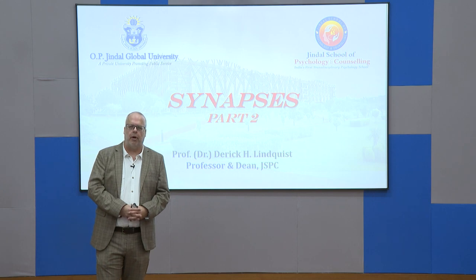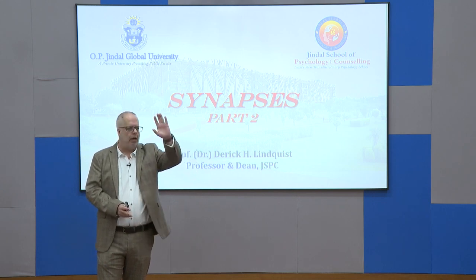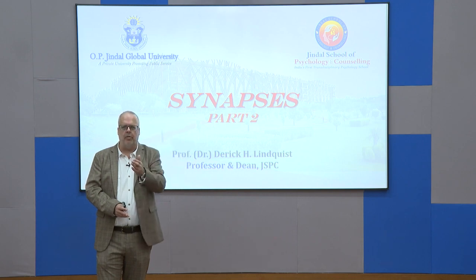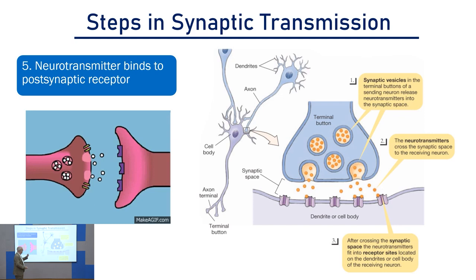Today, we're going to talk about synapses, right? This is our second part. In the last episode, we talked about the idea that when an action potential occurs, it leads to the release and clearance of neurotransmitter from the synaptic cleft. Today, we're going to talk about what is the actual effect of that neurotransmitter. Specifically, we're going to ask what happens when the neurotransmitter binds to the postsynaptic receptor.